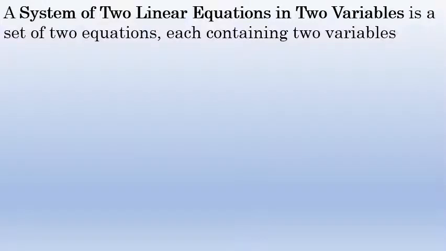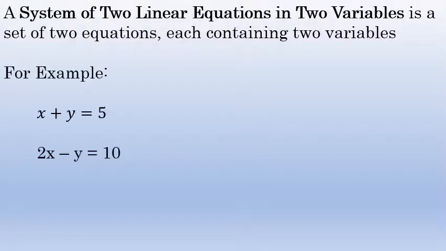A system of two linear equations in two variables is a set of two equations, each containing up to two variables. For example, the set of the equations x plus y equals 5 and 2x minus y equals 10 is a system of equations. Individually, each of these equations has an infinite number of solutions.